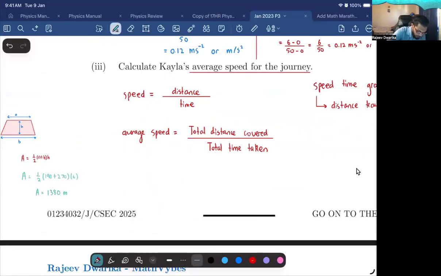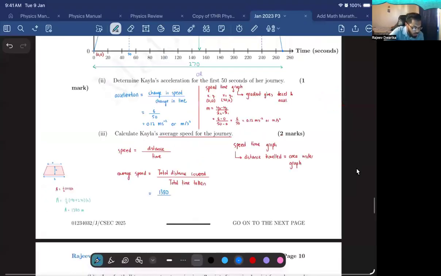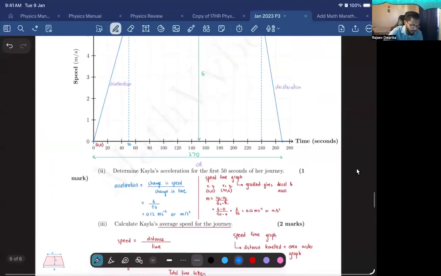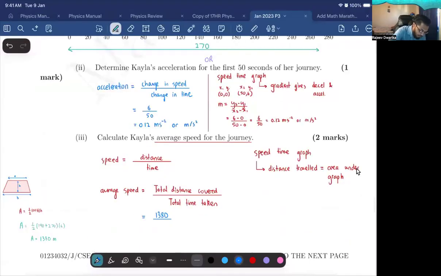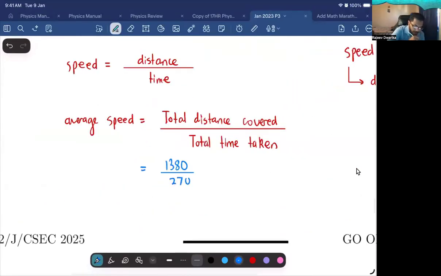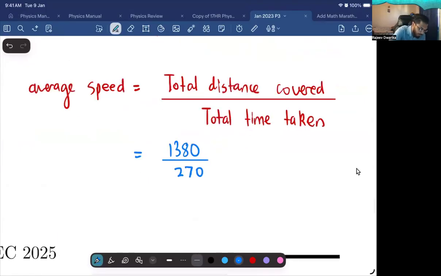So my answer is going to be given by my total distance covered, which is 1,380 divided by the total time taken. Now this whole, she cycled for 270 seconds, right? So that's the total time taken. So when you plug that into your calculator, what are you guys getting? What is 1,380 divided by 270? I got 5.11, sir. What about the rest of you guys?